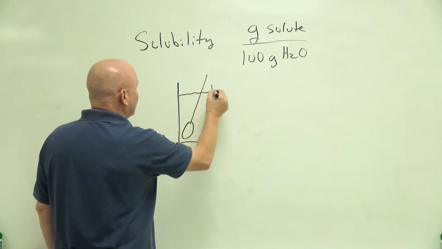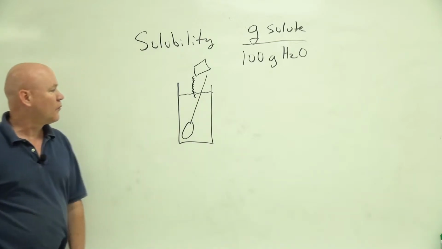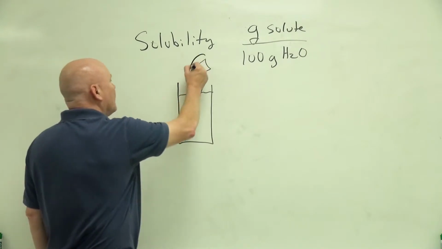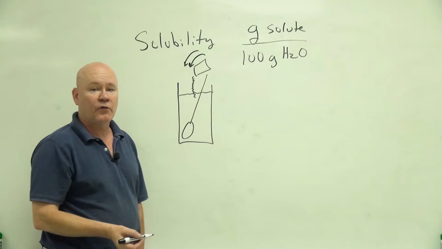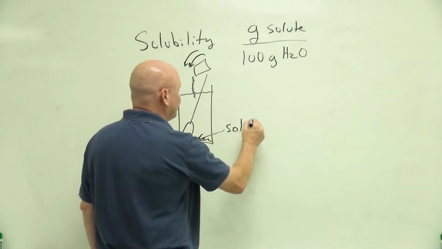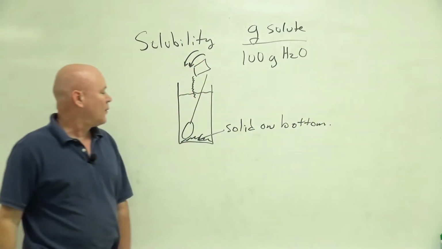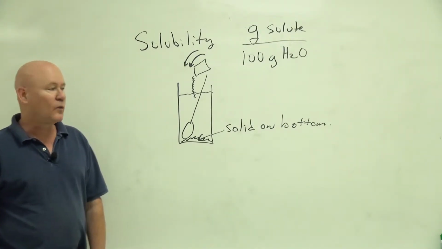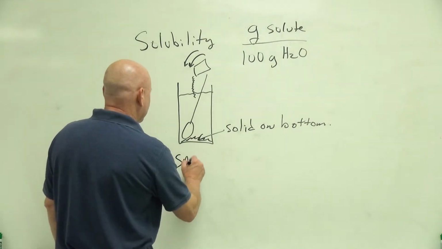If we think about sweet tea, and I'm stirring in sugar, when I'm stirring sugar into sweet tea, what will happen? It will dissolve. But if I keep putting more and more sugar in there, eventually there's going to come a point where I can't stir in any more sugar, and there's going to be solid on the bottom. And that represents a point when we can stir no more in, when the solution can hold no more. We call that saturated.